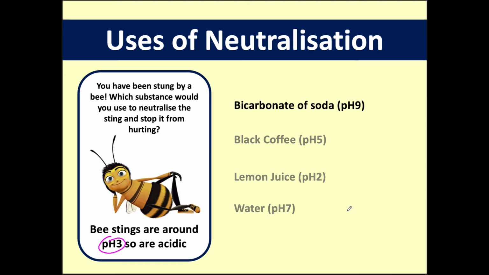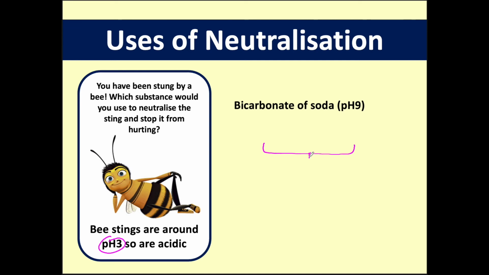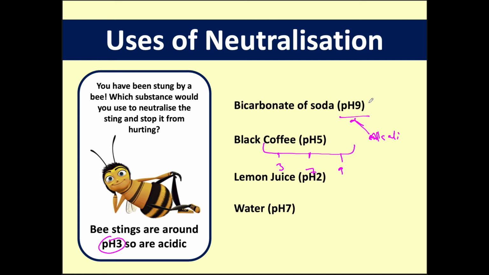So it is bicarbonate of soda. So pH of 9, if we think about our pH scale, we've got 7, we've got 3, and we've got 9. So they're pretty much similar position away from each other. pH of 9 is the only alkali that was given in those options. So if we jump back, it's the only alkali present.